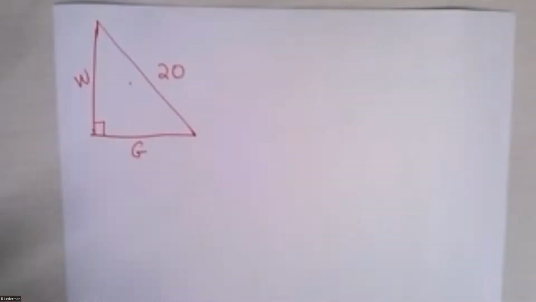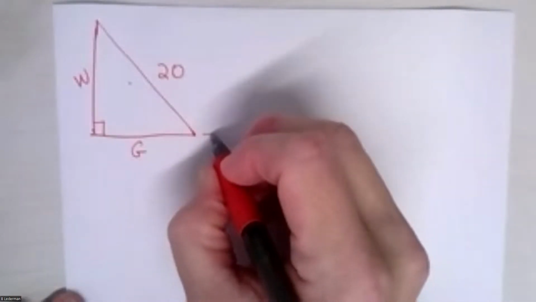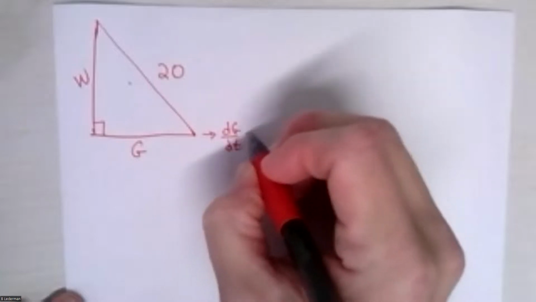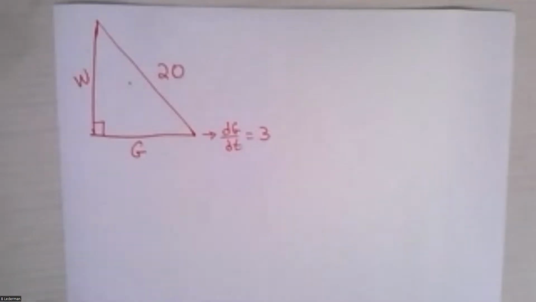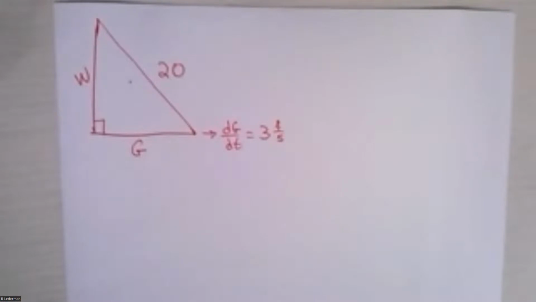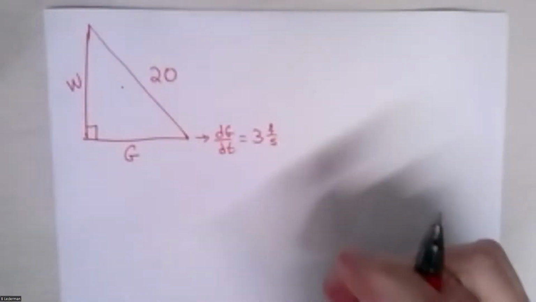That's fixed, it's 20. And we mentioned that the mama is pulling the ladder at dG/dt equals 3, right? That's what we said. I believe it's 3 feet per second. It's 3 feet per second. Okay, dG/dt is 3.